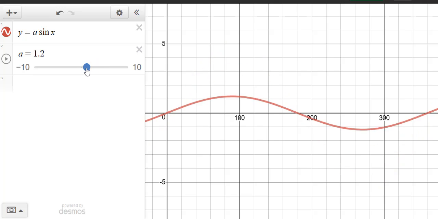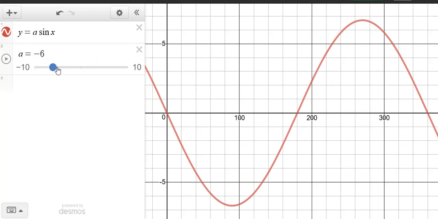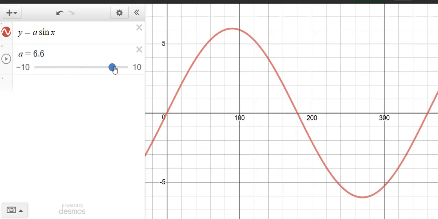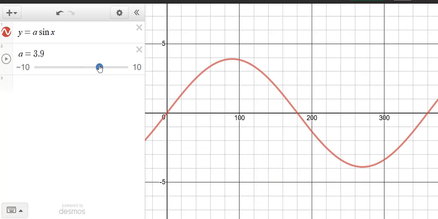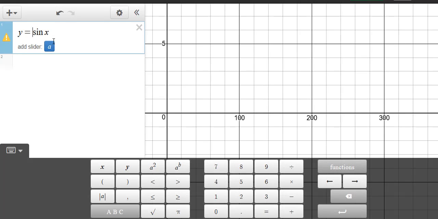And see how it's stretching? And when A becomes negative, it flips upside down. Pretty cool, hey? This could not be done when I was a student. My teacher had to draw this on a chalkboard, and that was it. Boy, things have changed. Okay, so let's keep it at just sine x there.